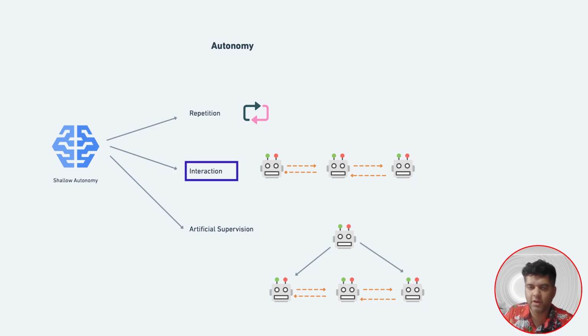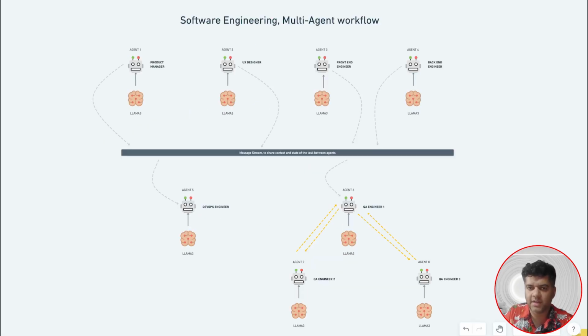There is another third way of achieving this shallow autonomy, and that's by placing an agent whose job is to supervise. If you remember our example of the software engineering agent workflow, in that example, our product manager agent was a supervisor agent, and it does the job of what the human being was going to do.